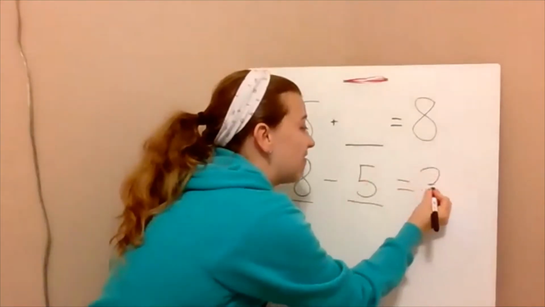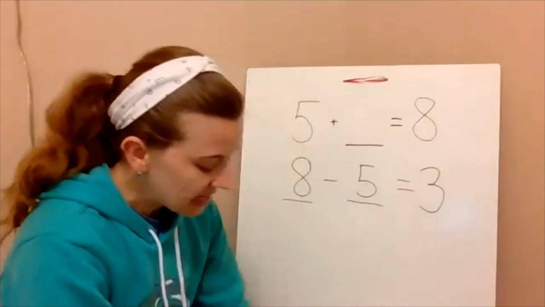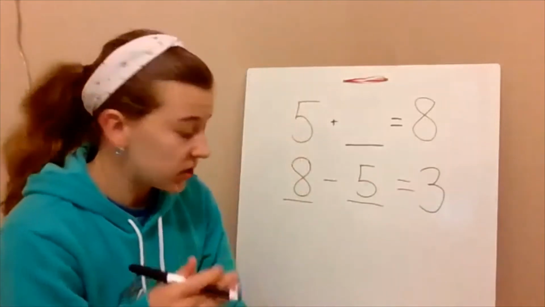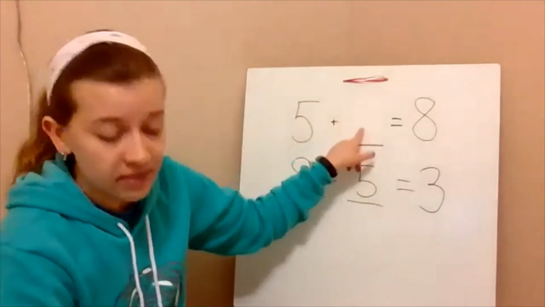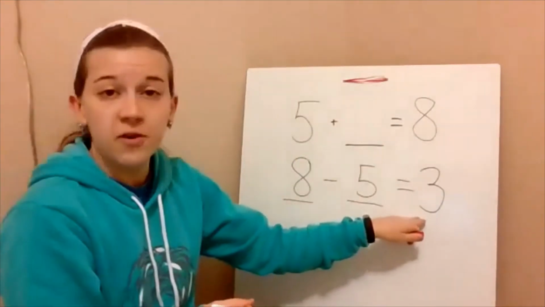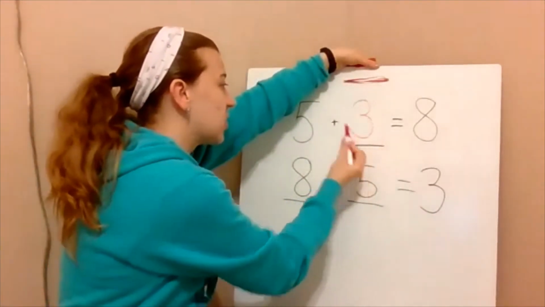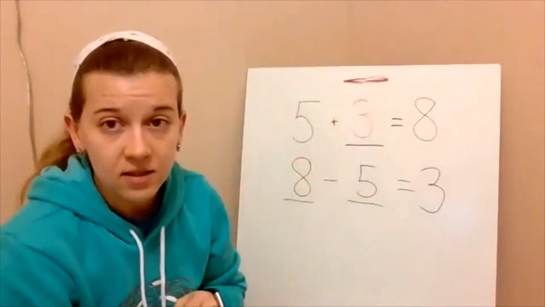8 minus 5 equals 3. Very good. 8 minus 5 equals 3. So then we know that this missing addend would be the other number here, which is 3. So it would be 5 plus 3 equals 8.